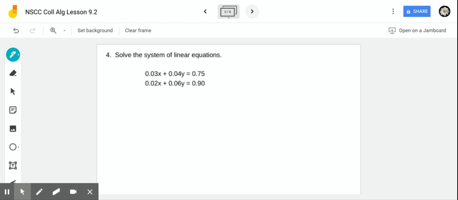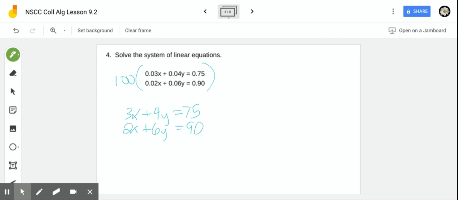Now, for this problem, we want to solve the system of linear equations. And this is kind of a disaster because we've got all of these decimals. We do not have to suffer through all those decimals. What we're going to do is multiply absolutely everything by 100, both equations. So that's going to give me 3x plus 4y equals 75, and 2x plus 6y equals 90. So you're allowed to do that. Just multiply everything by 100, get rid of the decimals, and then we'll go through and solve this.